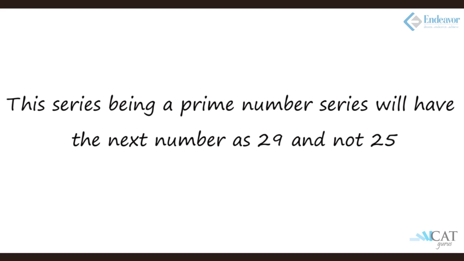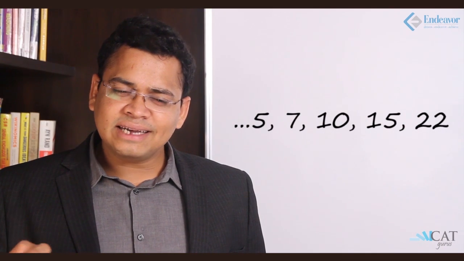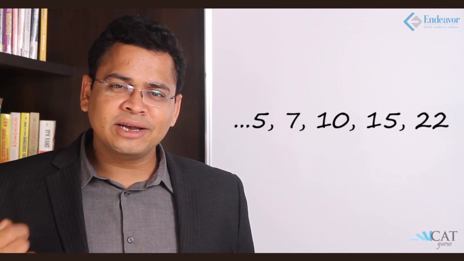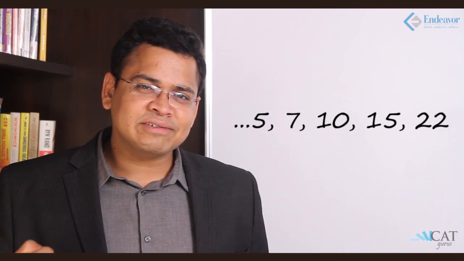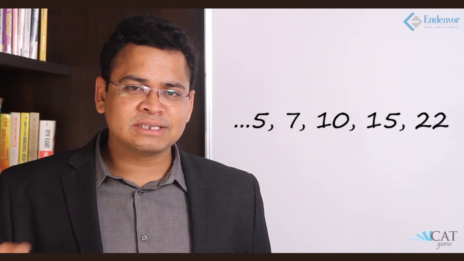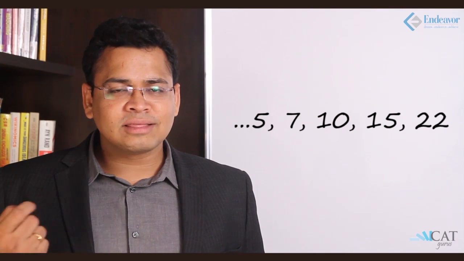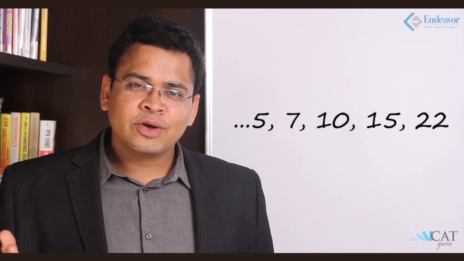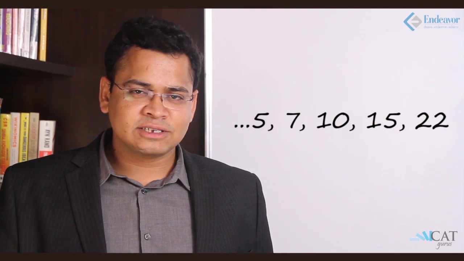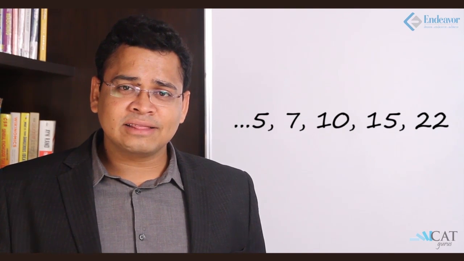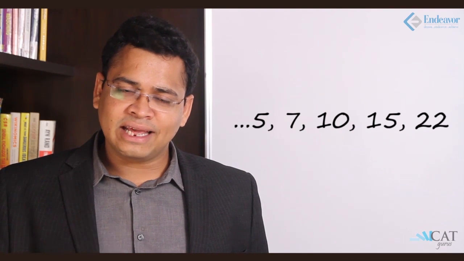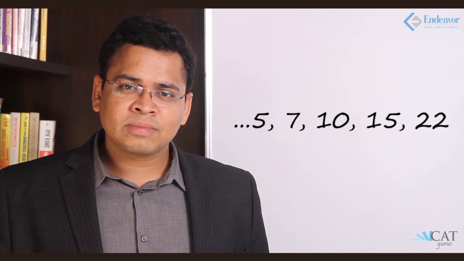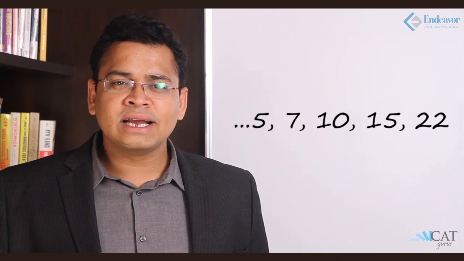If I look at another series, here if I look at 5, 7, 10, 15, 22, when it started as 5 and 7, we are again forced to think whether it's a prime number series or not. The moment we look at the third number, which is 10, we need to figure out something else here. When I look at 5 and 7, the difference is 2. When I look at 7 and 10, the difference is 3. When I look at 10 and 15, the difference is 5. Between 15 and 22, it is 7.